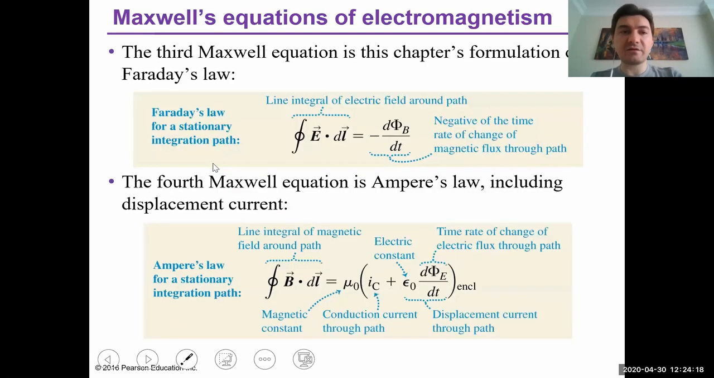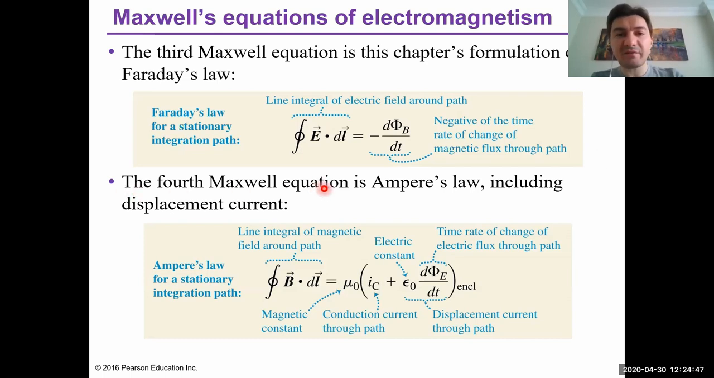Okay, so now the third Maxwell equation is this chapter's formulation of Faraday's law. We have already learned today, okay, line integral of electric field is equal to the EMF, electromotive force, and electromotive force is given by negative of time rate of change in magnetic flux through the path. We have already seen that.